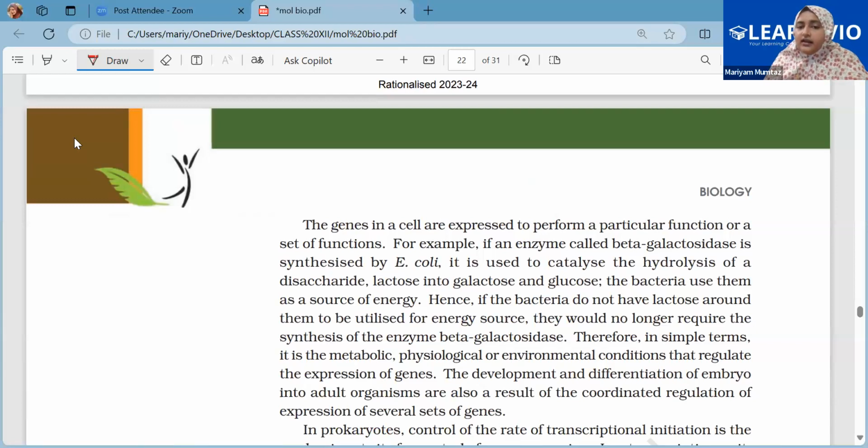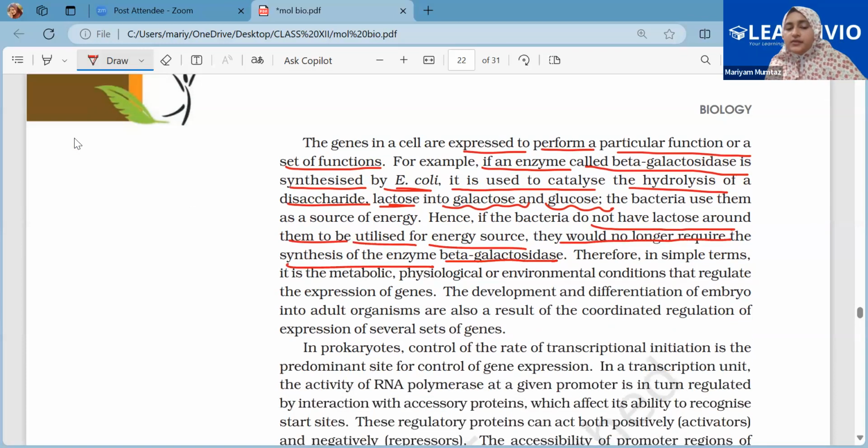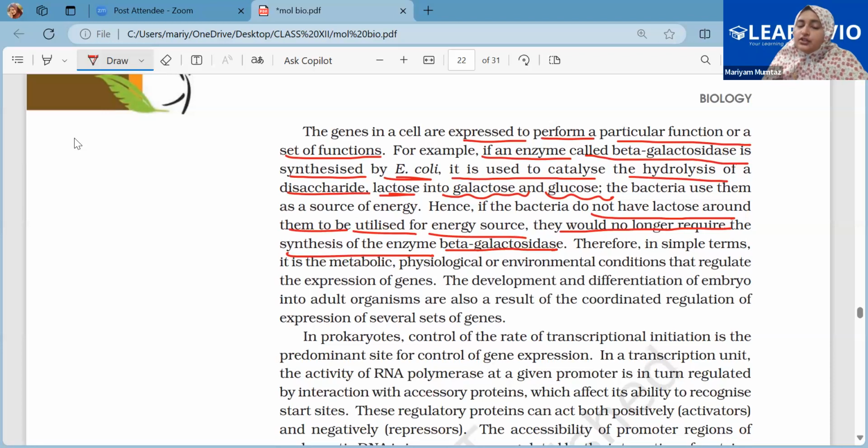Now, genes in a cell are expressed to perform a particular function or a set of functions. For example, the enzyme beta-galactosidase is synthesized by E. coli, and it is used to catalyze the hydrolysis of a disaccharide, that is lactose, into galactose and glucose, meaning to break down lactose into glucose and galactose. The bacteria use them as a source of energy. Hence, if the bacteria do not have lactose around them to be utilized for energy, they would no longer require the synthesis of the enzyme beta-galactosidase. Therefore, in simple terms, it is the metabolic, physiological or environmental conditions that regulate the expression of genes.